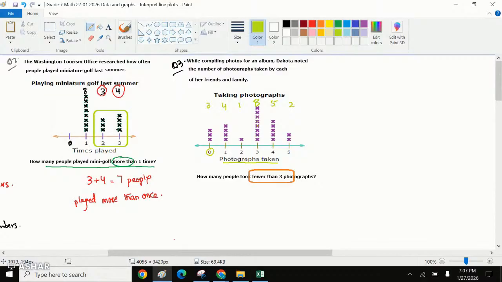So, fewer than 3 photographs, right? Let's see, where is 3? 3 is here. That means less than 3 could be 2 photographs, 1 photograph, or none. We need to consider all these values. All these values are less than 3. Agreed, Prem?